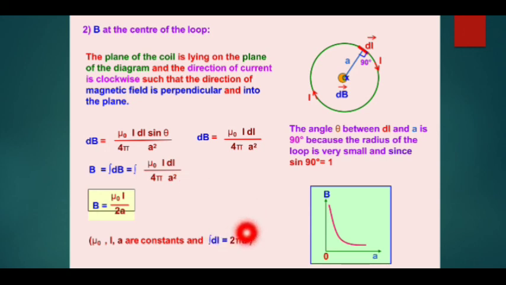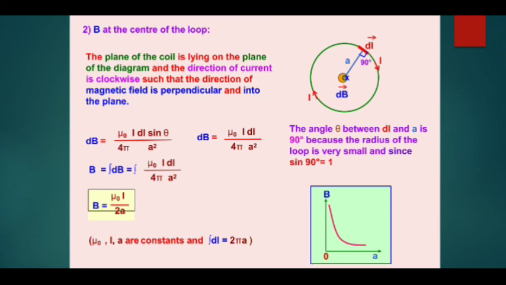Substituting 2 pi a in this equation, in the numerator 2 and in the denominator 4, so 2 and 4 cancel. I get mu naught I divided by, what will come, 2a, because here a square and there a, so a cancels. Finally I get mu naught I divided by 2a. So this is the final equation for the circular loop for our case.